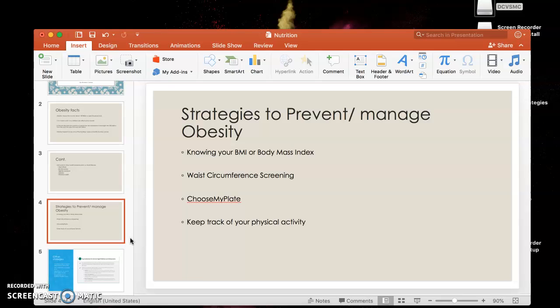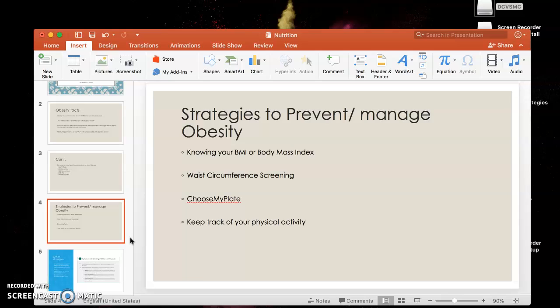Another way to test where you're at is a waist circumference screening. Basically, you just measure your waist, and then compare it to what doctors recommend as the right measure for your waist. Then, moving on to the nutrition portion, there's ChooseMyPlate, which is basically a website that talks about the different food groups and whether or not you're eating those food groups on a daily basis.